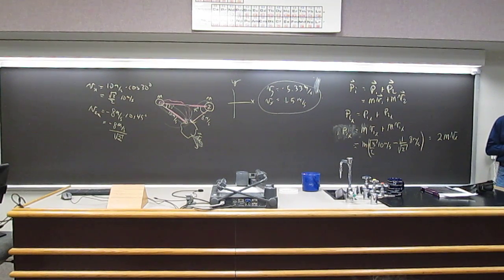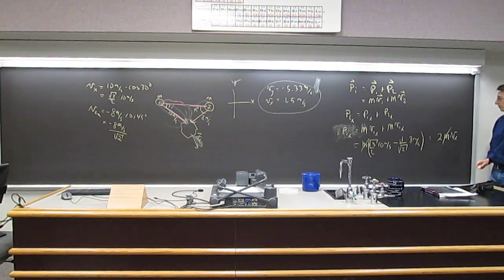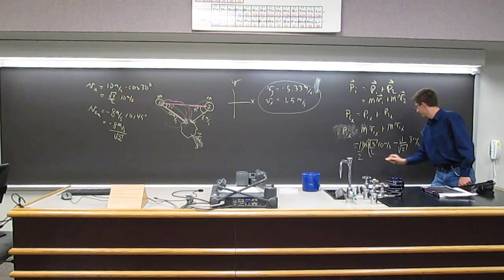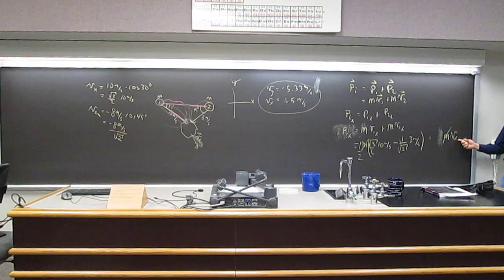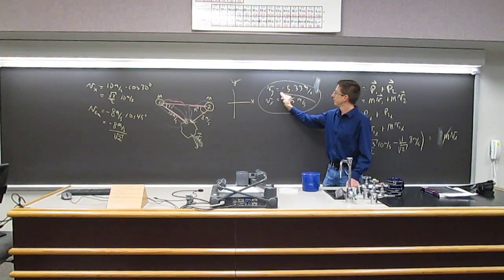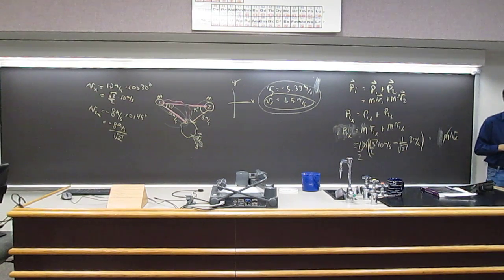The initial momentum in the x direction has to equal the final momentum in the x direction. And that's what this is. So I can divide through by an m, divide through by a 2, and that's going to be my final velocity in the x direction. So when I plug in numbers, I should get this. Okay? Does that make sense to you guys?